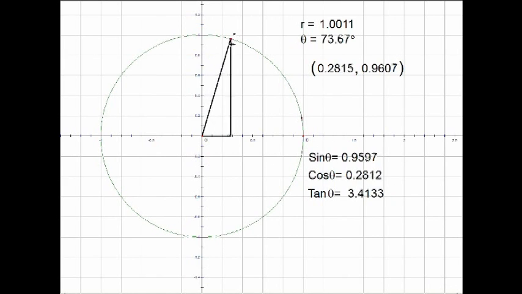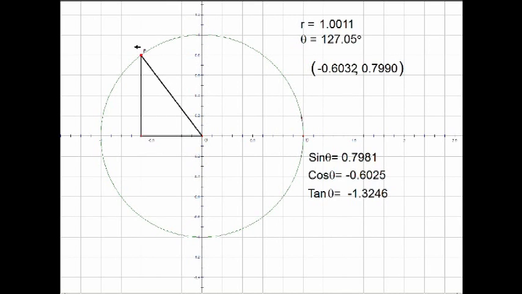And then what happens when we go past 90 degrees? Since cosine is based on the horizontal piece, this gets counted as a negative quantity because it's to the left, in the same way that this gets counted as negative when it's down.